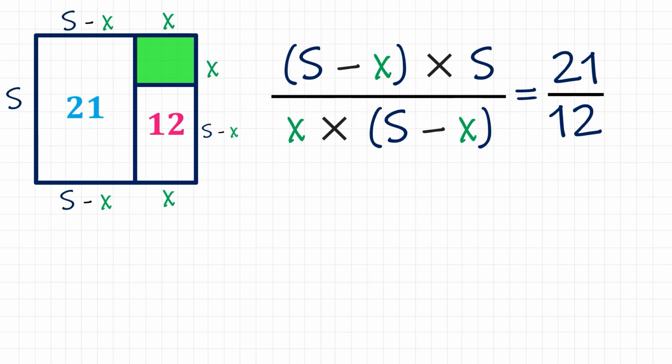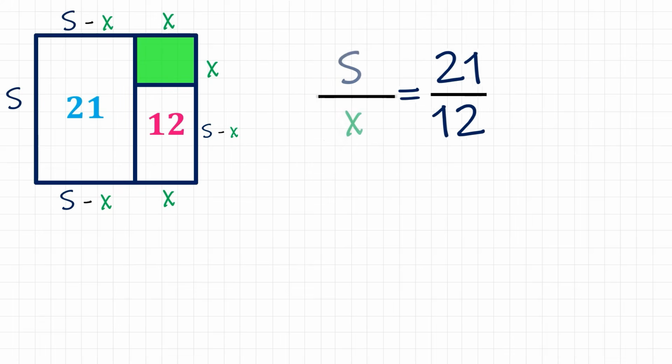Look closely at the left side of our new fraction. We have an S minus X in the numerator and an identical S minus X in the denominator. They completely cancel each other out. Just like that, the most complex part of our puzzle simply vanishes into thin air. We are left with a beautiful simple ratio. S divided by X equals 21 over 12.